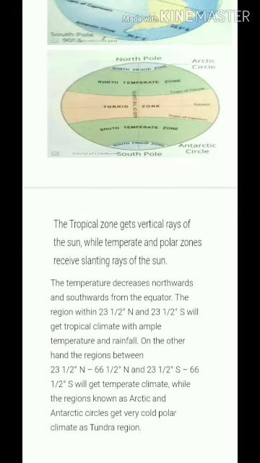Our earth is divided into three zones: the tropical zone, the temperate zone and the frigid zone. The tropical zone gets vertical rays of the sun, while the temperate and polar zones receive slanting rays of the sun. The temperature decreases northwards and southwards from the equator as the latitude numbers increase towards the north and towards the south.